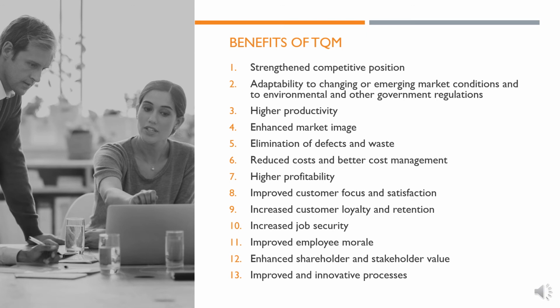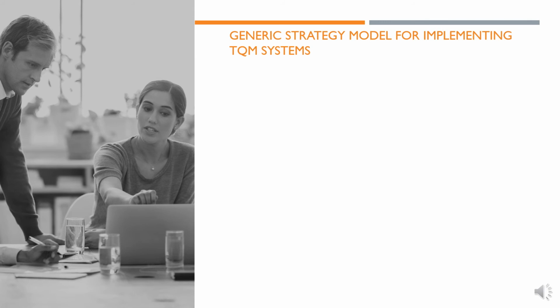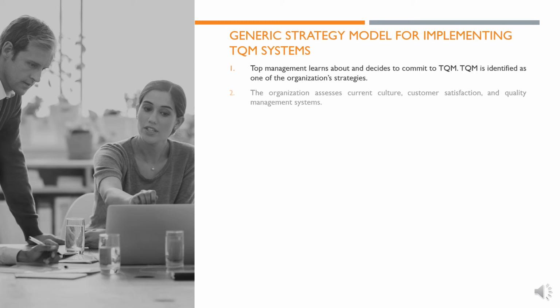and innovative processes. When planning and implementing a total quality management system or quality management strategy, there is no one solution for every situation or workplace. Each organization is unique in terms of the culture, management practices, and the processes used to create and deliver its products and services. Quality management strategies vary from organization to organization. However, a set of primary elements should be present in some format. And these are the generic strategy model for implementing TQM systems.